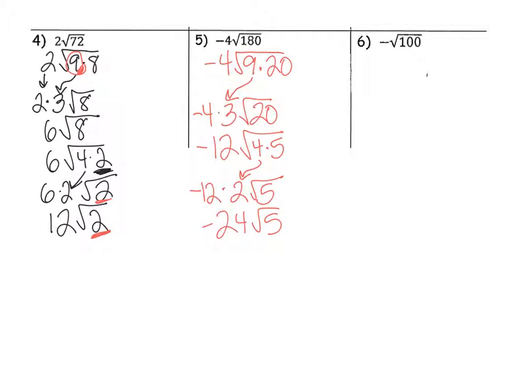Number 6. What's the square root of 100? 10. That's it. There's a negative sign that stays there, but it's just 10. Is it negative? Nope. It's negative 10. I'm talking about the one on the outside. So negative 1 times 10, negative 10. That was easy. We have no square root sign because 100 is a perfect square. So you take the 100 out.